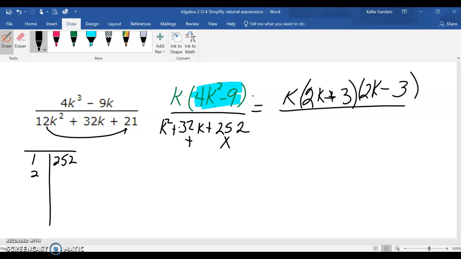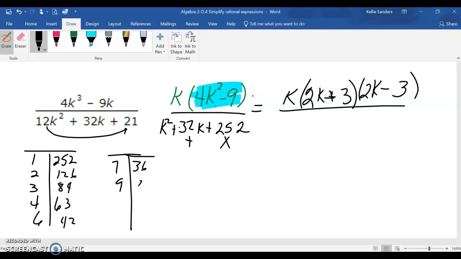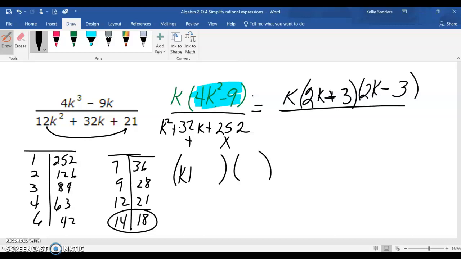So 2 and 126, 3 and 84, 4 and 63, 6 and 42, 7 and 36, 9 and 28, 12, 21, 14, 18. There's only one of these pairs that multiply to get 252 and add to get 32, which is 14 and 18. So those are the ones that we're going to have to use. So I'm going to do that right here to save some space.